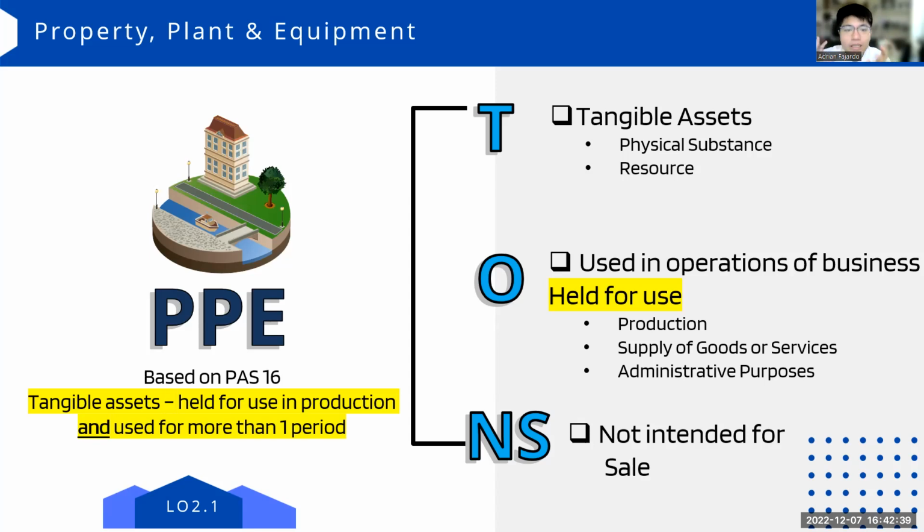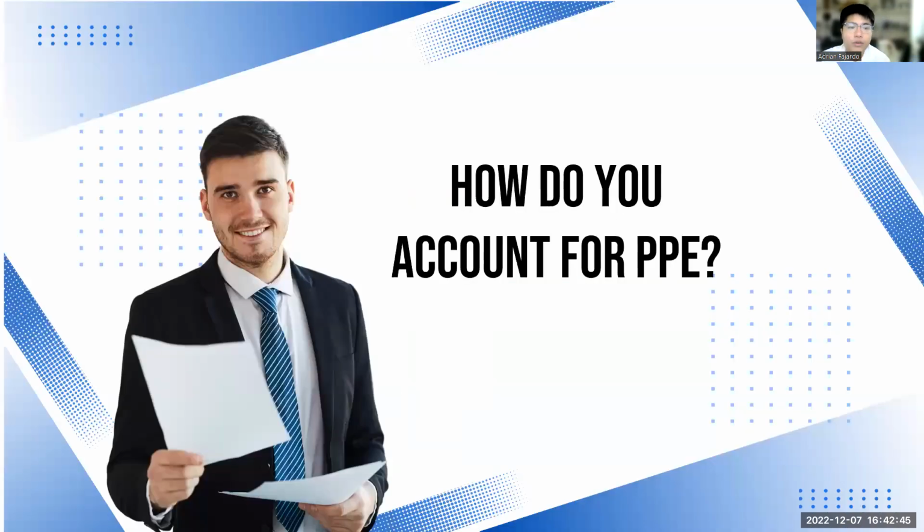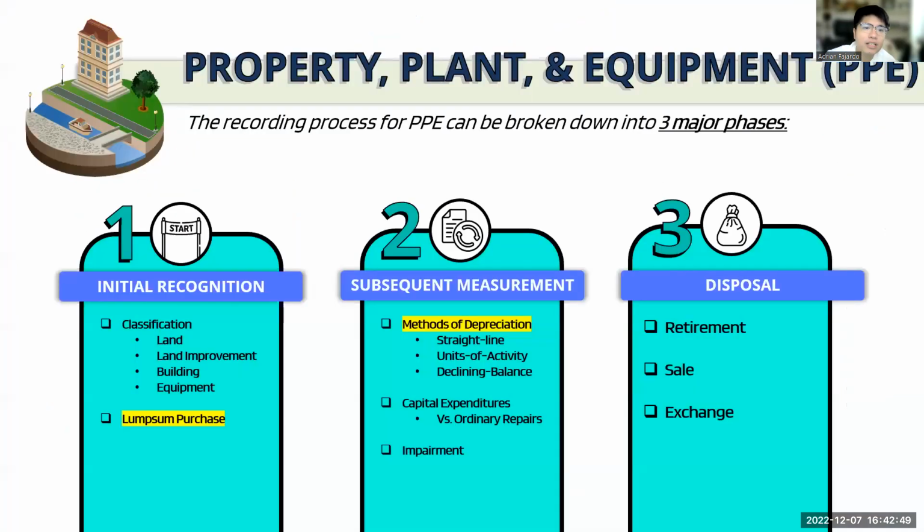So, okay, we're clear na on the strict definition and characteristics of PPE. The next thing that we have to know is how do you actually account for it, right? And I think medyo nasasanay naman na kayo here because pareho lang naman yung format, right? As in cash and receivables, right? So the recording process for PPE can still be broken down into three major phases. And this is going to be the overview lang of today's lecture.